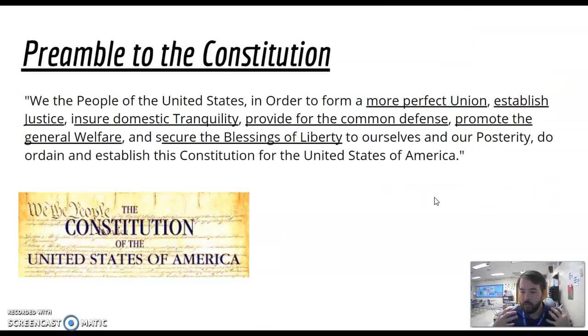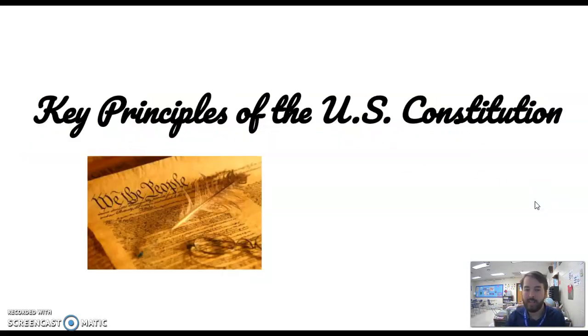The preamble. Basically, the preamble is this statement about what the purpose of the Constitution is. So you see things like forming a more perfect union, so like fixing what's wrong with the Articles, establishing justice, ensuring domestic tranquility or peace, providing for the common defense, so defending all citizens of the United States, promoting general welfare, things like that. The preamble is just about giving you a snapshot into what the purpose of the document is. We're going to get into key principles of the U.S. Constitution today and tomorrow. We're going to talk about 2 today and 1 tomorrow.